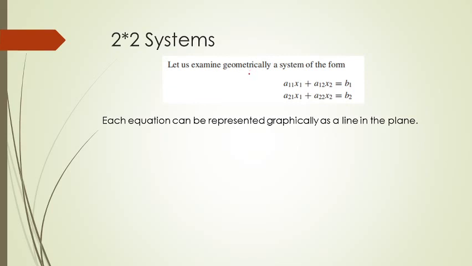Let us examine geometrically a 2 by 2 system. We have two equations with two variables. So a 2 by 2 system we can write in this way: A11x1 plus A12x2 equals B1, A21x1 plus A22x2 equals B2, right? And we can check those two equations in a geometric way to draw it.